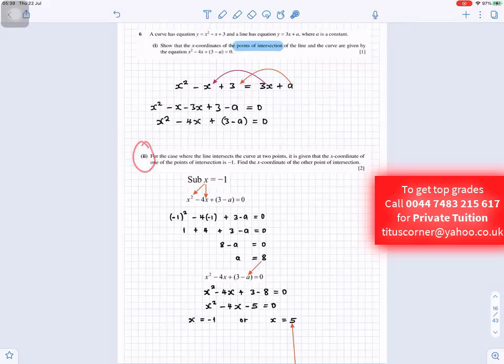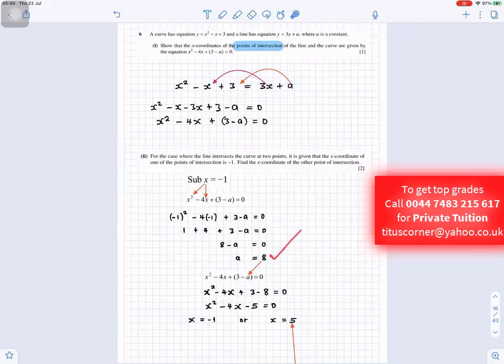Part 2. For the case where the line intersects the curve at 2 points, it is given that the x-coordinate of one of the points of intersection is minus 1. Find the x-coordinate of the other point of intersection. So you want to substitute x to be minus 1. Minus 1 squared minus 4 times minus 1 plus 3 minus a equals 0. That gives you 1 plus 4 plus 3 minus a equals 0. So that's 8 minus a equals 0.